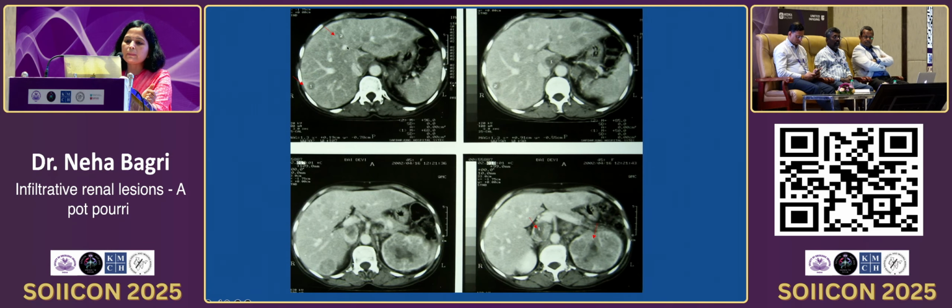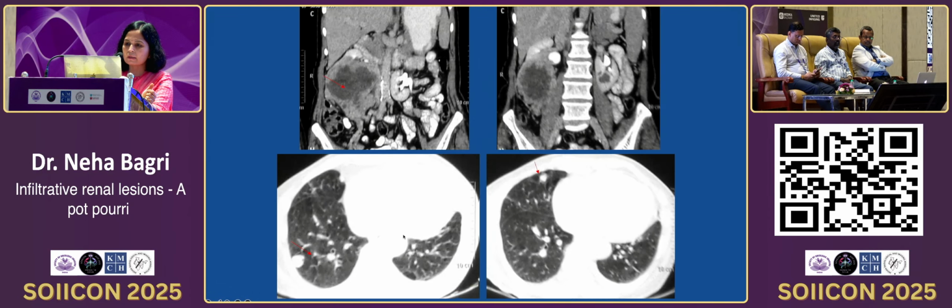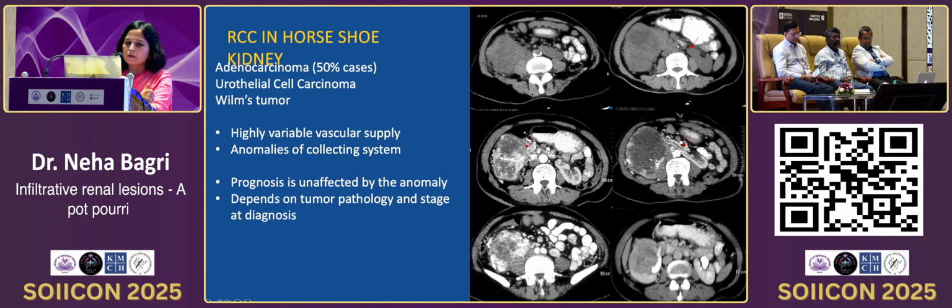So here you can see presence of multiple liver metastasis again in an infiltrative RCC. So this is again to re-emphasize, please do look out for metastasis in these cases very carefully. Presence of lung metastasis with an infiltrative right renal mass. So RCC in horseshoe kidney, what is different about it?